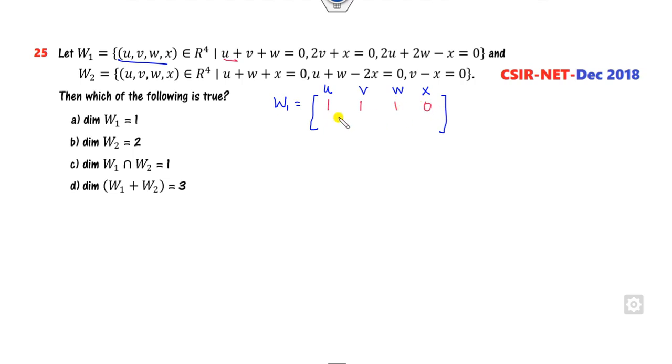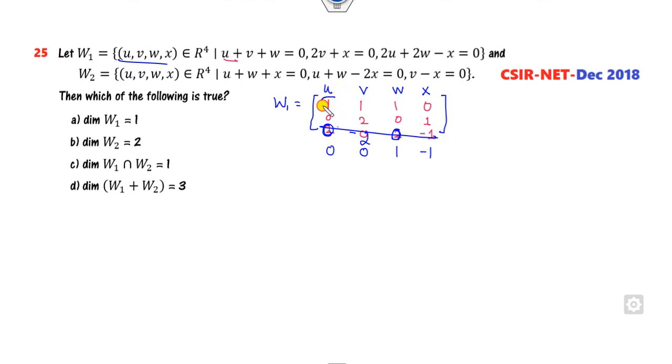Now you can write the pairs. This is 1, 1, 1, 0. This is 2, 1. This is 2, 0, 2, minus 1. Now the shortcut trick is to first make them 0. Multiply this by 2, this is minus 2, and add them, so you will get 0, 0, 1, minus 1. Fine. Now look at this value.